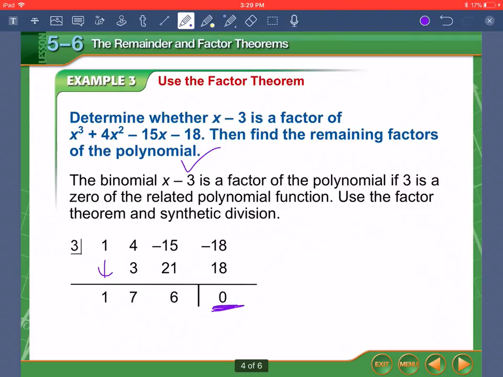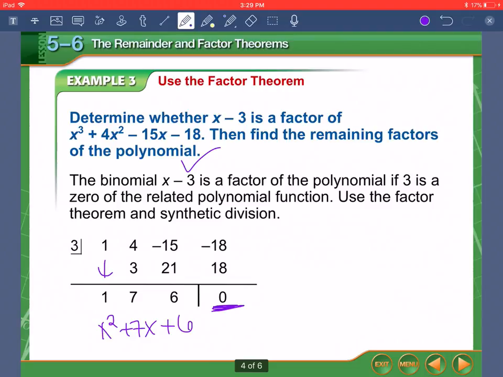From here, though, we can actually go further and keep factoring this polynomial. So the 1, 7, and the 6 are representing 1x squared plus 7x plus 6.